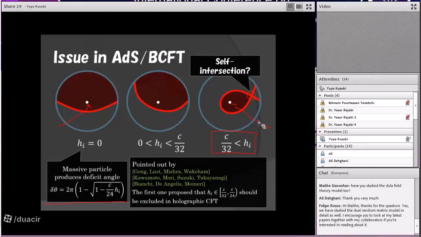And this self-intersection problem has been pointed out by various papers. In particular, the first one proposed that we would like to exclude this possibility. So this one proposed that primary operators with the conformal dimension in this region should be excluded in holographic CFT. Okay, if this is true, then we may be able to find the same constraint by using the conformal bootstrap equation, maybe. So we would like to address this issue on the CFT side.